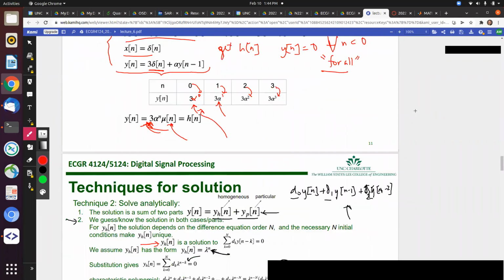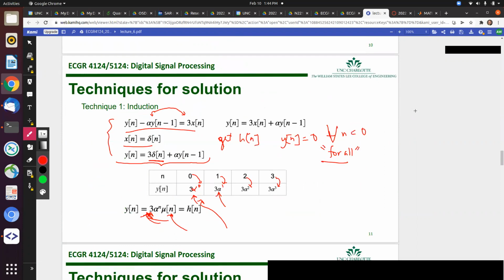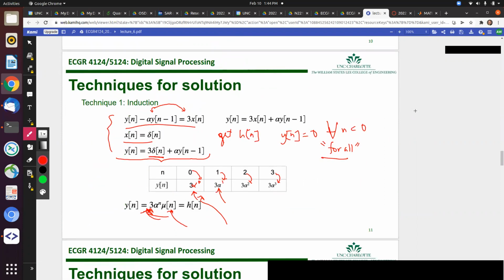Okay, then we have the technique. So your input for that question there is delta of n. So when you get your alpha, you know that's your h of n, your impulse response. I think on our homework 3, our x of n wasn't just delta of n. Yeah, so this is to get h of n.